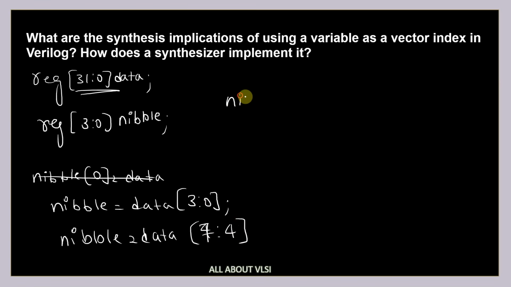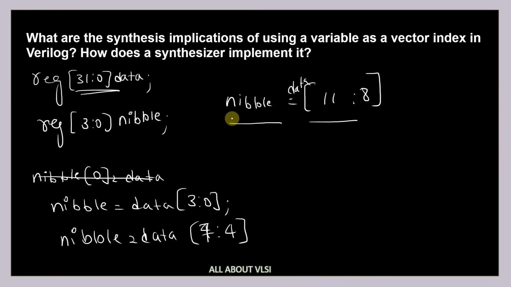and next nibble is equal to data of 11 down to 8. So like this I can slice it out, and this is 7, 6, 5, 4. So I can slice this particular vector using my constant values.